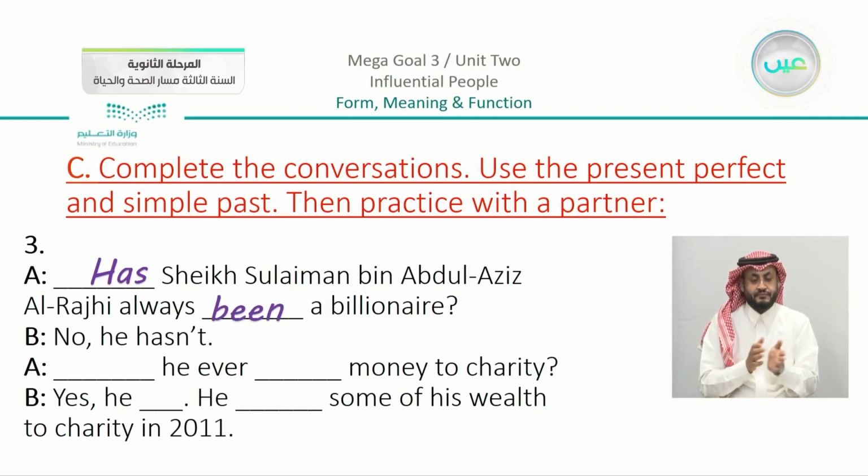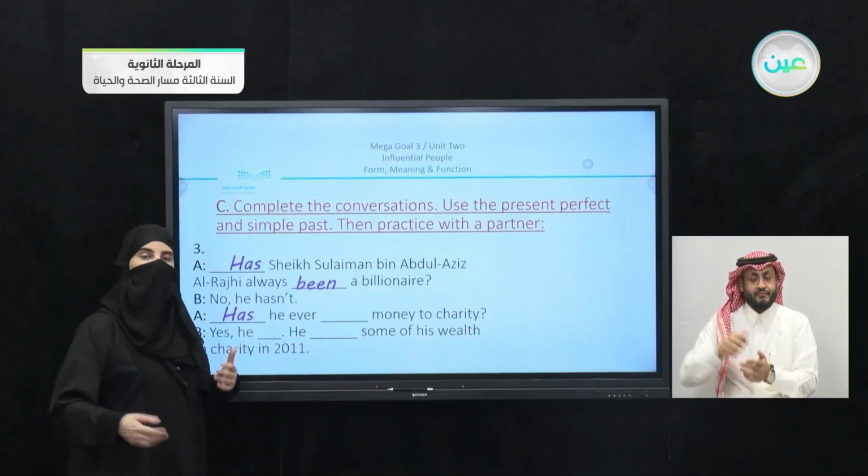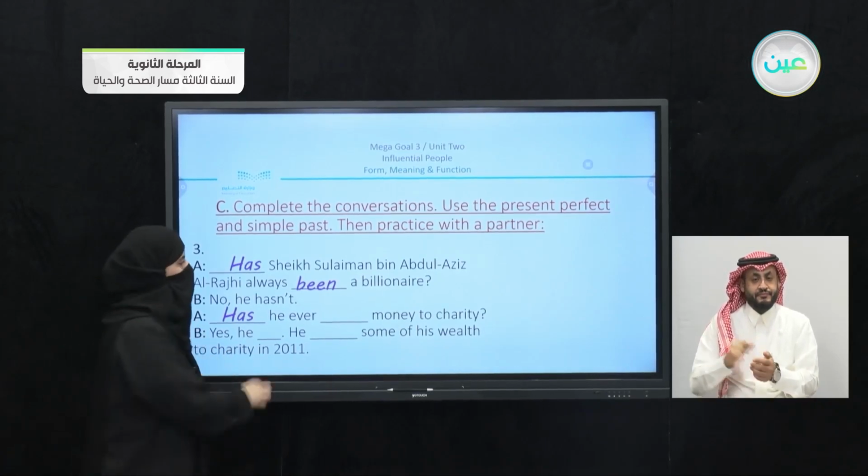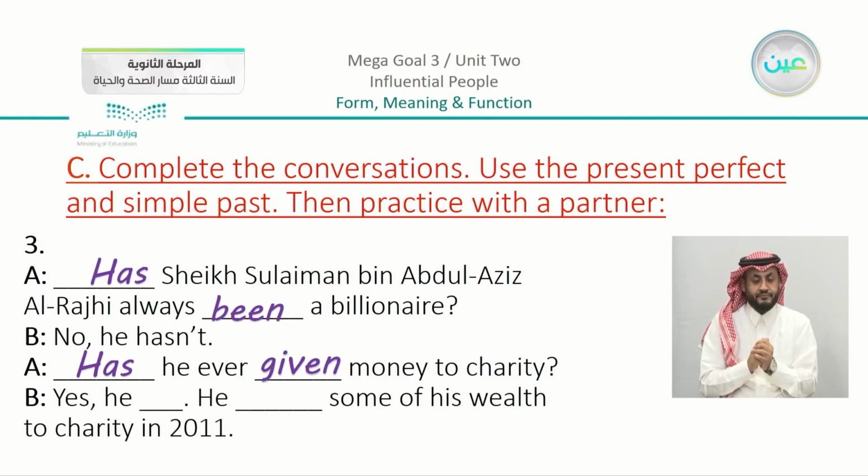Moving on, we have here "no, he hasn't." Blank he ever blank money to charity. Also, I'm linking between the past and the present. So we're going to start also "has he ever," and then I want the past participle of "give." We have here give, past gave, and the past participle is given. "Yes, he has." A simple answer, a short answer for a yes/no question.